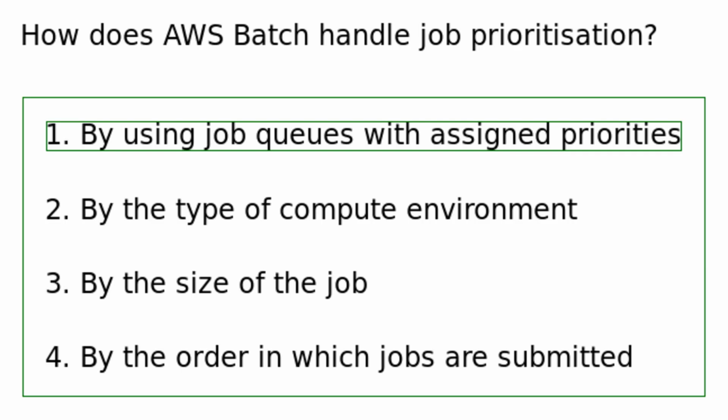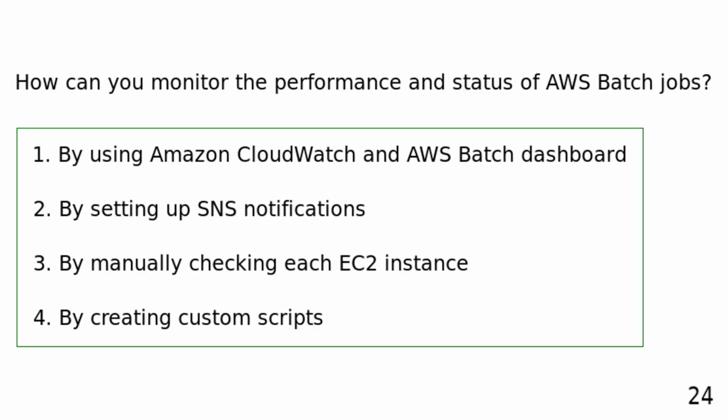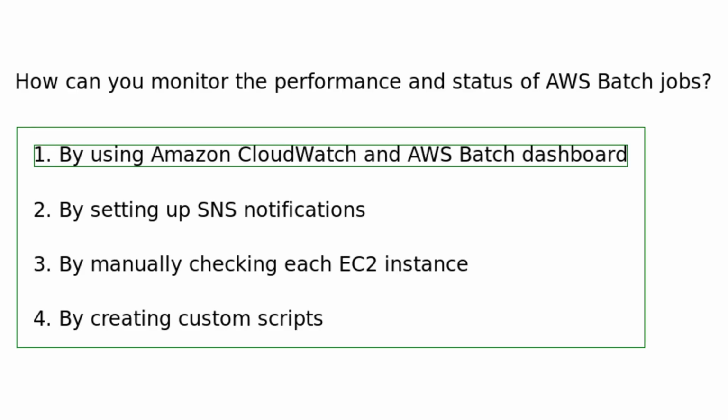before lower priority ones. How can you monitor the performance and status of AWS Batch jobs? By using Amazon CloudWatch and AWS Batch Dashboard. By setting up SNS notifications. By manually checking each EC2 instance. By creating custom scripts. You can monitor AWS Batch job performance and status using Amazon CloudWatch for metrics and logs, and the AWS Batch dashboard for a comprehensive overview.